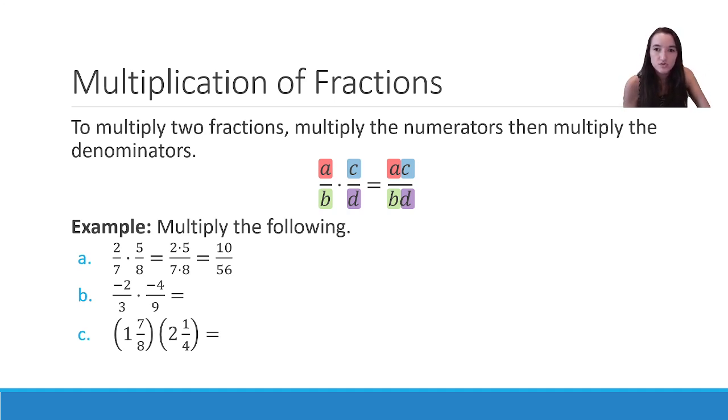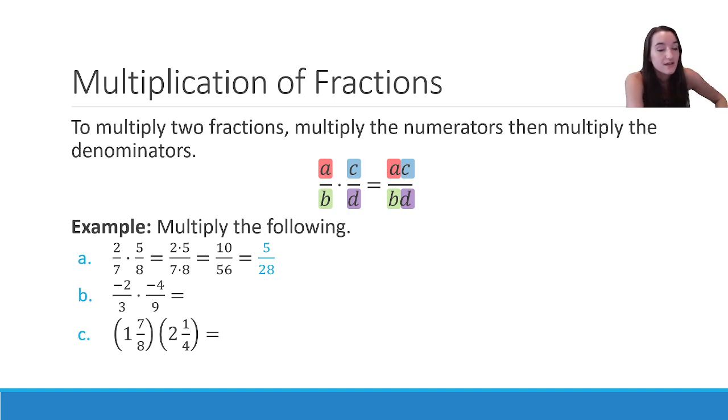But we do want to give our answers in lowest terms whenever possible. So I'm going to reduce this. What is in common between 10 and 56? Well, both of them can be divided by 2, and that's the best I can do. So dividing both of them by 2 will give me 5/28, and that's as far as I can go.